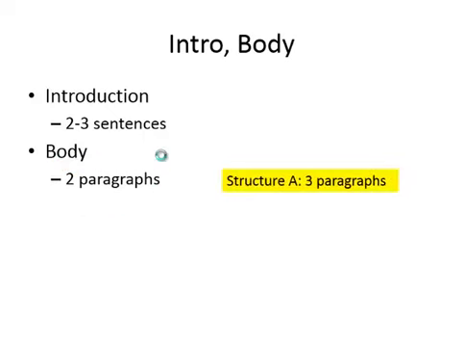Notice that's a little different from structure A, which had 3 paragraphs. This second structure, structure B, isn't shorter. It just has more paragraphs. Sorry, fewer paragraphs. In fact, structure B might be longer. Why is that? Well, let's look at the paragraphs one by one to see.